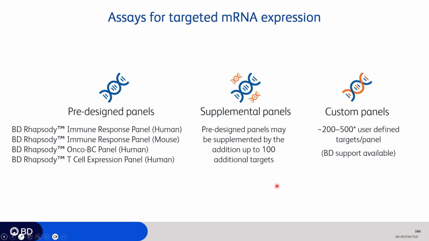For the targeted option, we actually have a lot of options. We have some pre-designed panels off the shelf. These are about 300 to 500 genes, depending on which one you choose.